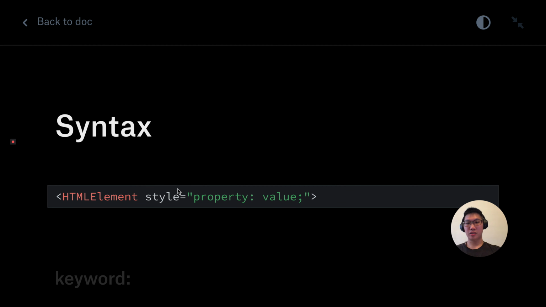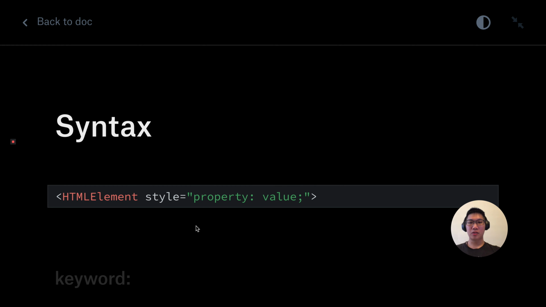Okay, here is the syntax. So first we learn about the HTML element, for example, like heading 1, H1, or paragraph P. And then how do we style it? We put style and then equals, and then we put property and then value behind it.